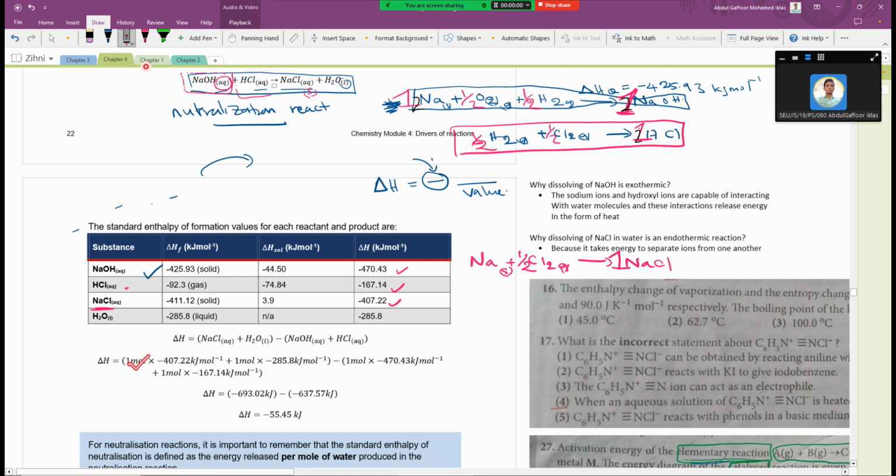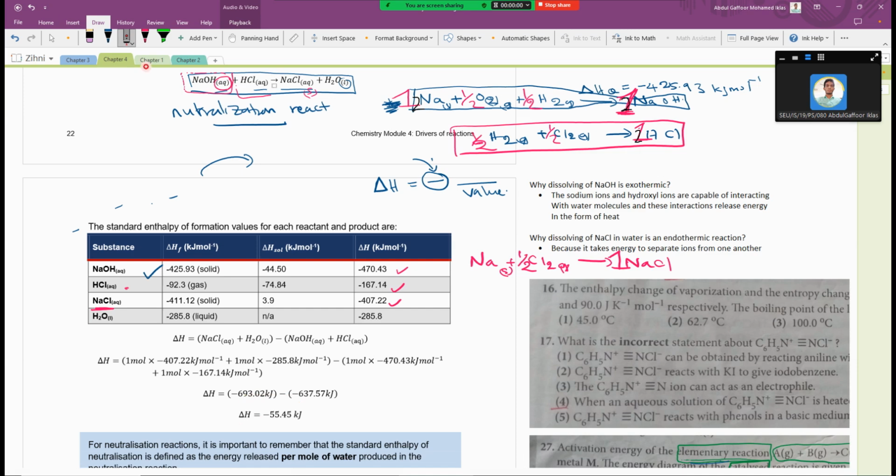So 1 mole into this, plus how many moles of water do we have? This amount of water. So 1 mole into the formation of water is this, minus 1 mole of NaOH this, and 1 mole of HCl this. Now if you substitute, this amount of energy will be released during a neutralization reaction. So neutralization reactions are examples of exothermic reactions, right? So you should know some examples of exothermic and endothermic reactions, right?